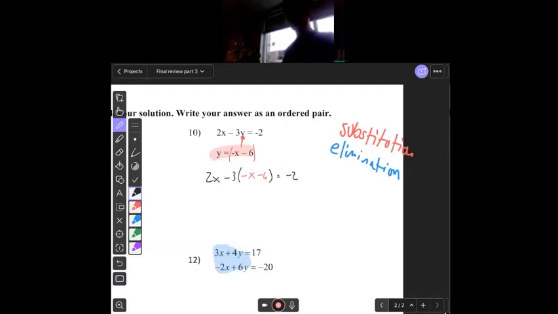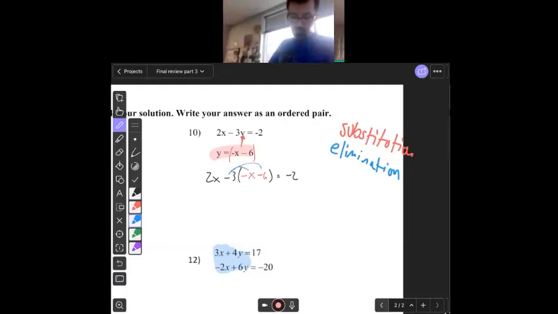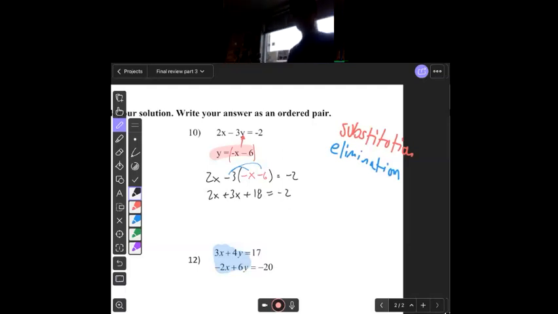So plugging the expression into the other equation, do a little bit of distribution. So I'm going to distribute that -3. So 2x plus 3x plus 18. Now here we have just x's. So we want to have x's on one side and then the numbers on the other side. So I've got some like terms to combine here. And then I'm going to kick the 18 to the right.